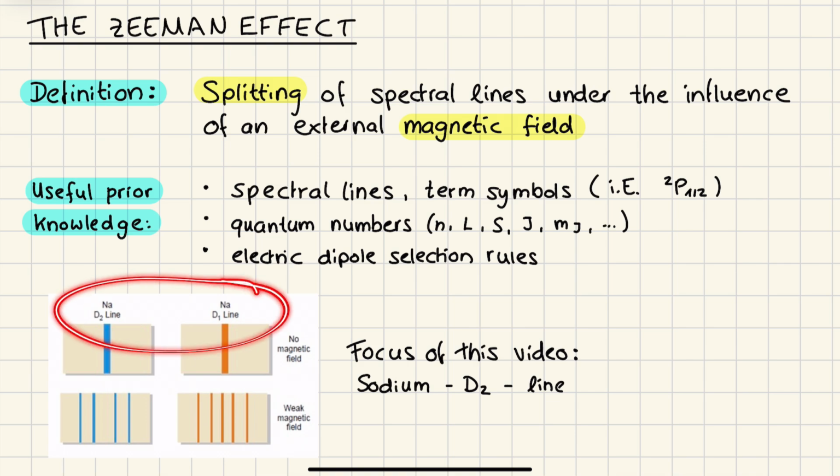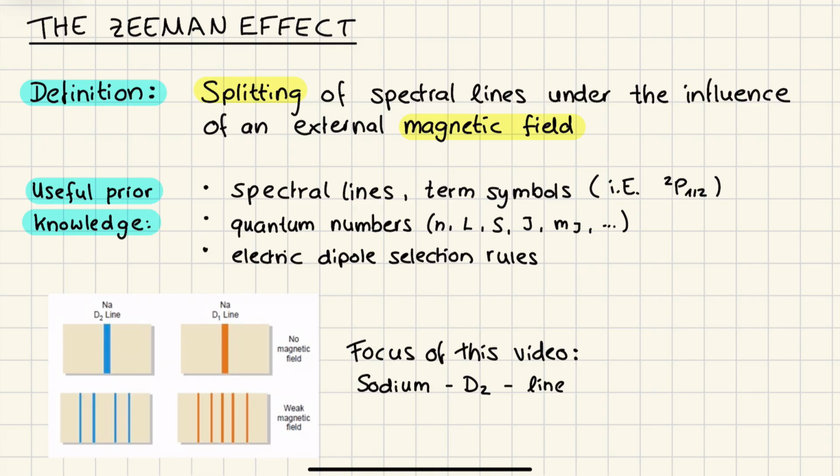And this sodium doublet is also what we're going to focus on in this video. And just as a side note, the fact that this line is called D2 has nothing to do with deuterium or anything of that sort. When these lines were discovered, they were labeled alphabetically, and since sodium's D line is a doublet, we have D1 and D2. That's it.